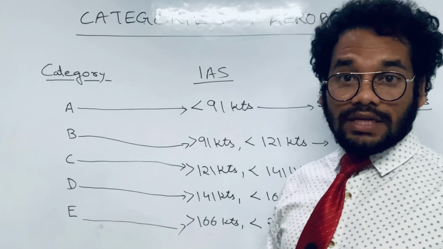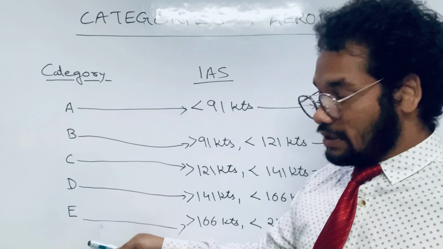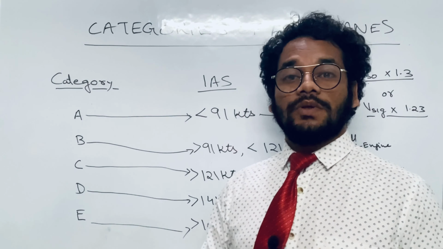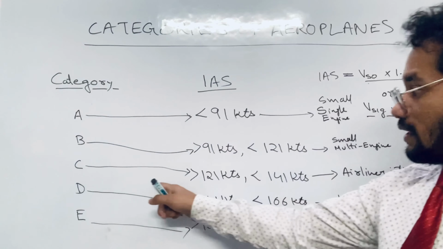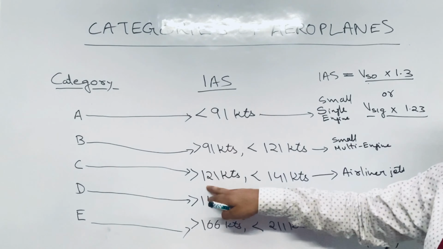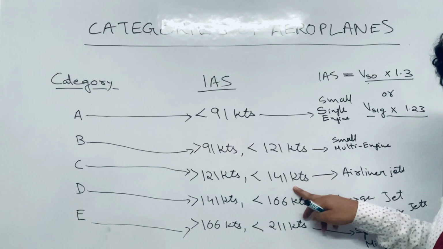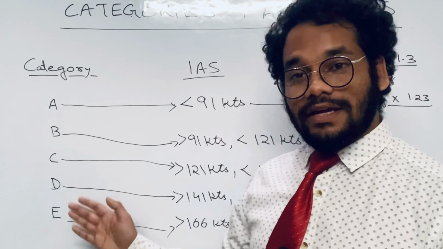And how many categories are there? 5 categories: A, B, C, D and E. So if I ask which category of aircraft the Airbus 320 is, it is category C. Why? Because, as I told you, for category C the indicated airspeed at the threshold is between 121 and 141. So friends, I hope you're clear with all these categories of aircraft.